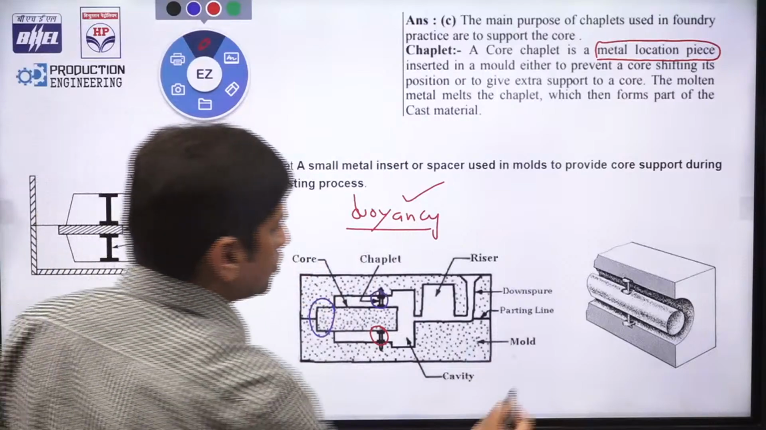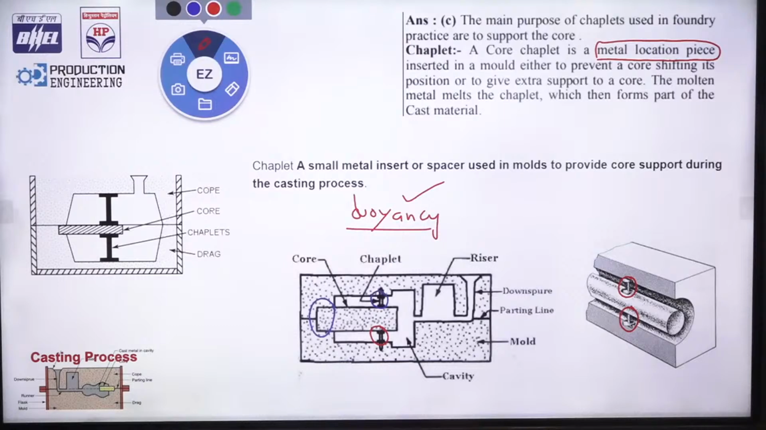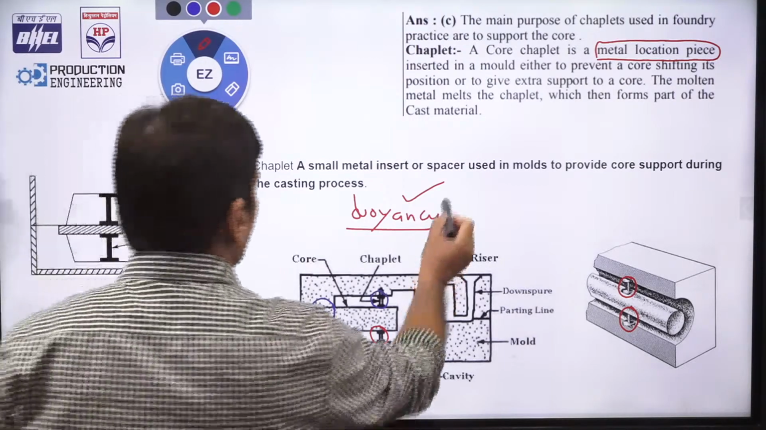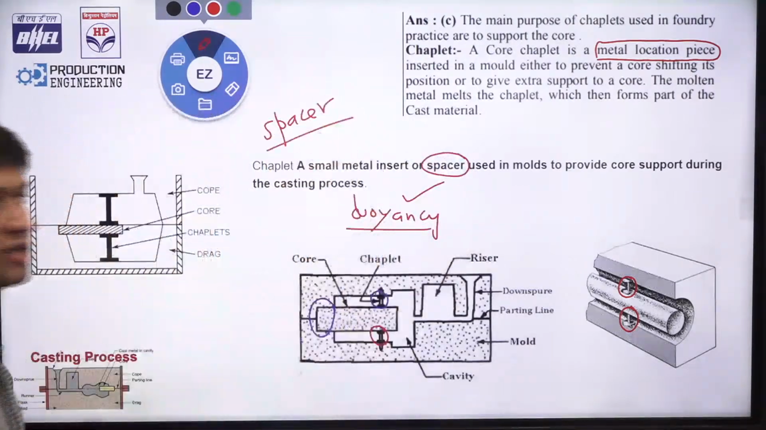Maybe from the other visual you can find out the kind of chaplet which we are providing. Normally chaplet is of the same material as the cast metal. Chaplet has another name, which is spacer. So please write this name also in your copy. Sometimes they will ask you what is the meaning of spacer, what do you mean by spacer. So you have studied two or three things related to chaplet. What is the important thing? One is buoyancy force, another is spacer, then it is the metallic location piece, and then it gives support to the core. That is what the chaplet is all about.